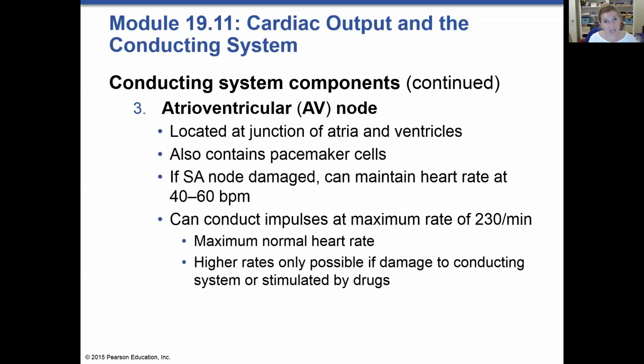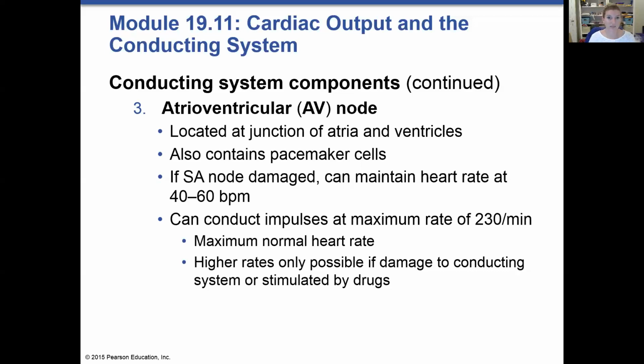So you have your SA node, which is in the top corner of the right atrium, and then you have your AV node. Your AV node is right in the middle of your atria and ventricles, right in that little intersection, in that interventricular septum. This is where your pacemaker cells are as well. So if your SA node's damaged, your heart rate can still be maintained because you have an AV node. So it's kind of a backup plan, as well as a little helper.